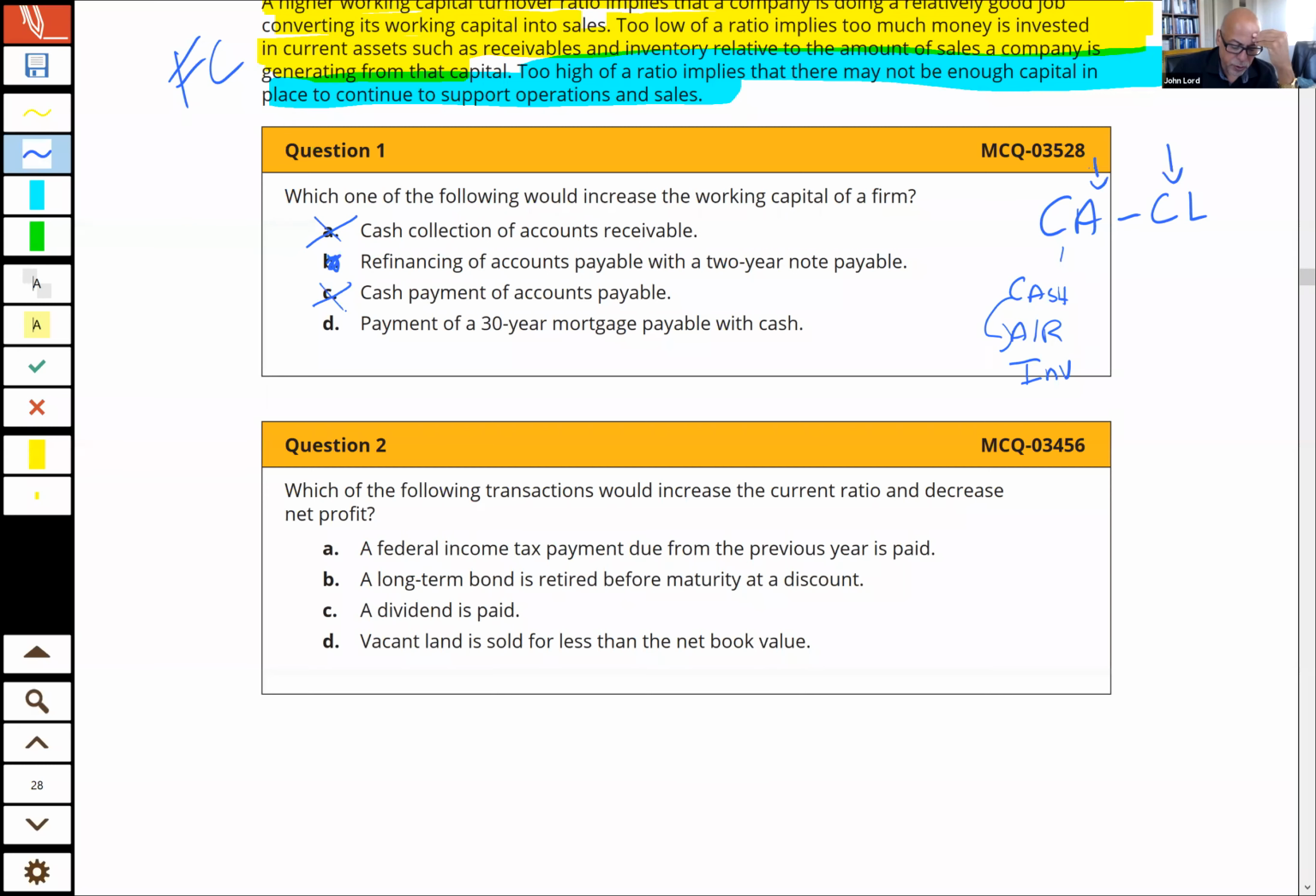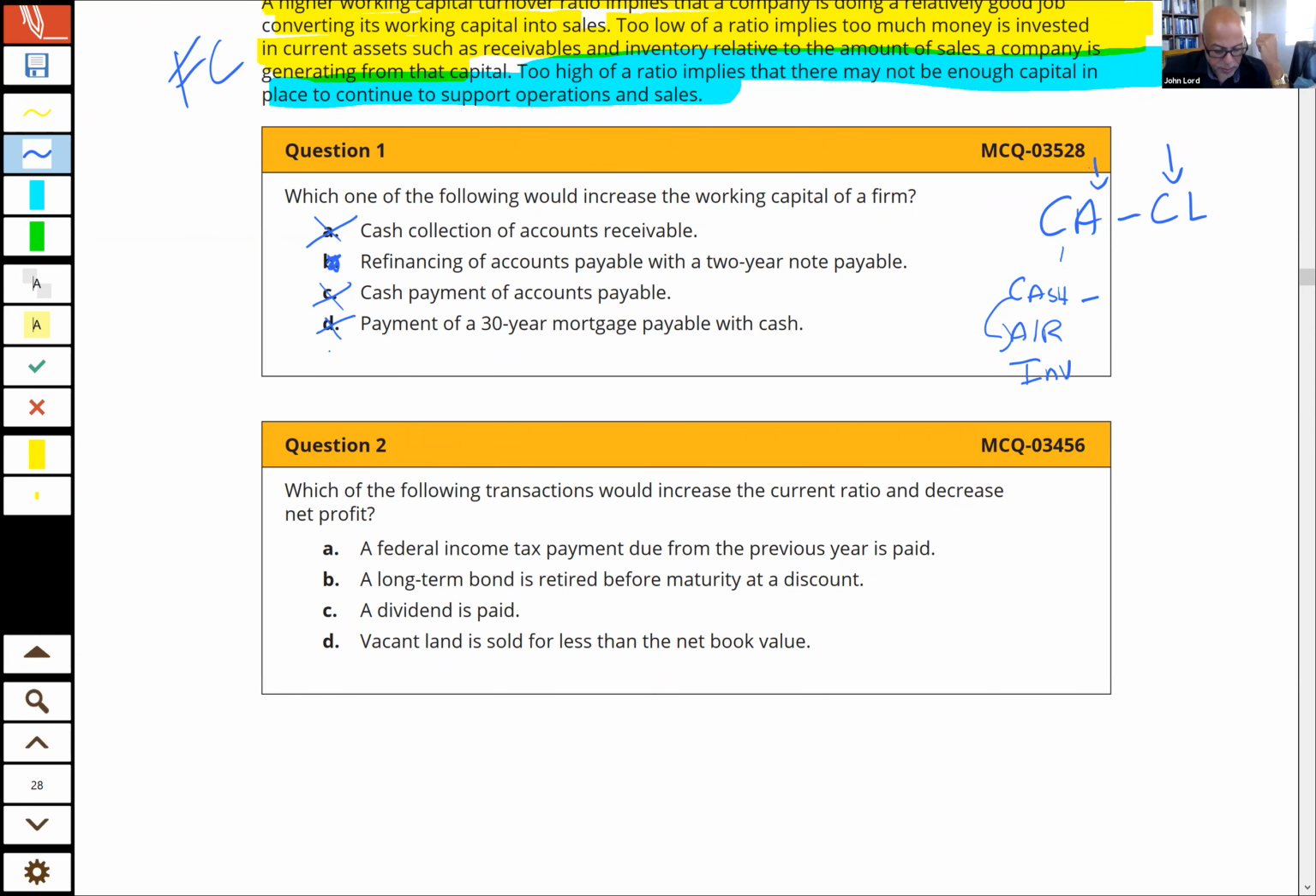Payment of a 30-year mortgage with a cash payment. Well, now my current asset cash is going down, and there's no other side of the equation, a current liability going down. It's a long-term liability going down. So that's actually going to decrease my working capital.